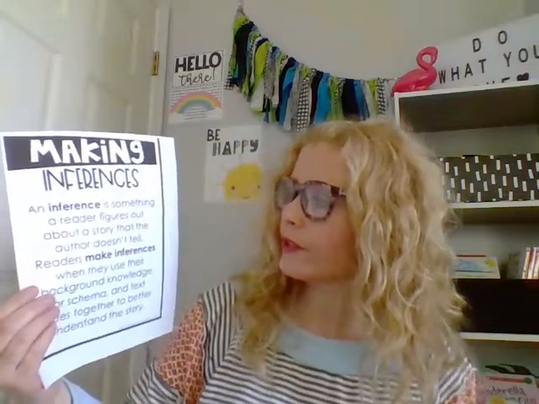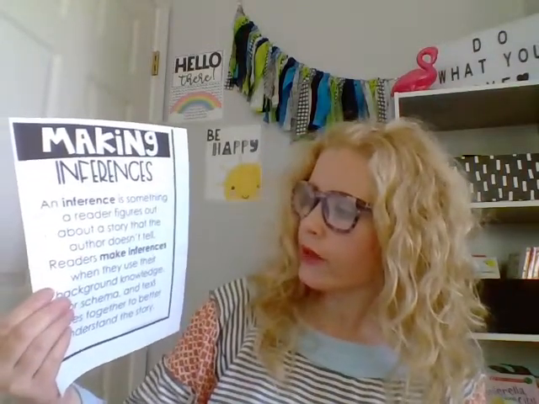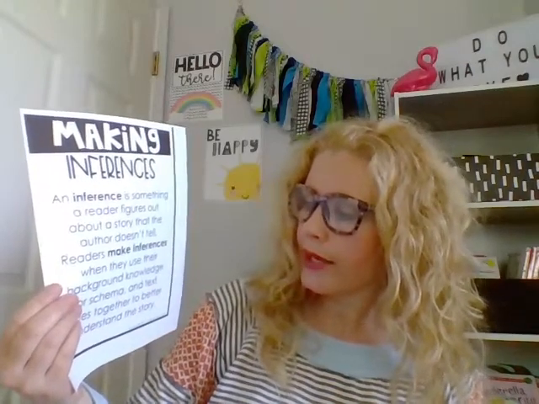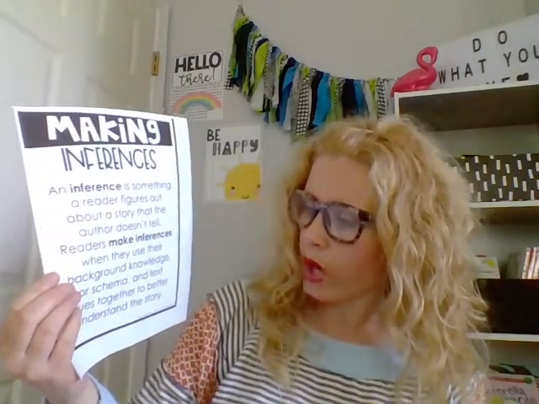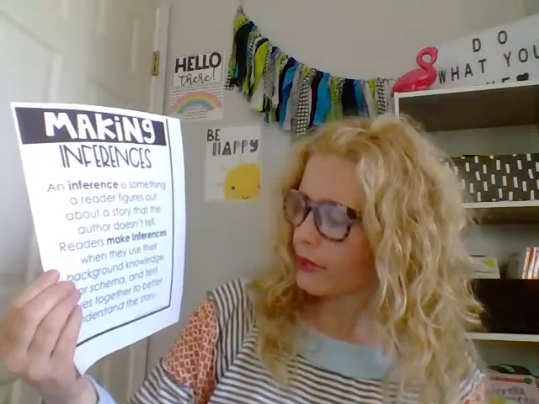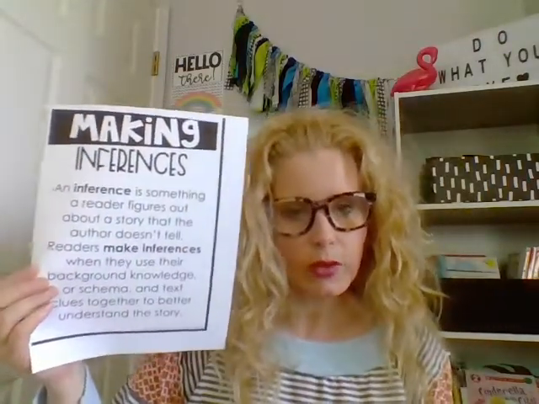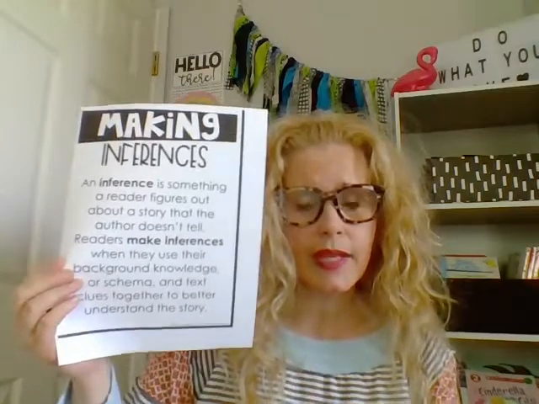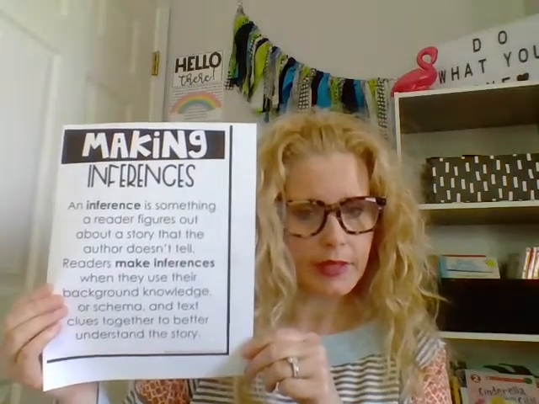For instance, an inference is something that a reader figures out about a story that the author doesn't tell. Readers make inferences when they use their background knowledge or schema and text clues together to better understand the story. So that's the anchor chart that we have for making inferences. If an author writes a fictional book about a lion, you might already figure out that the lion might roar in the story because you have some schema about lions.